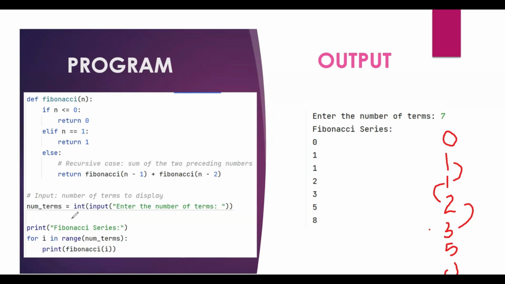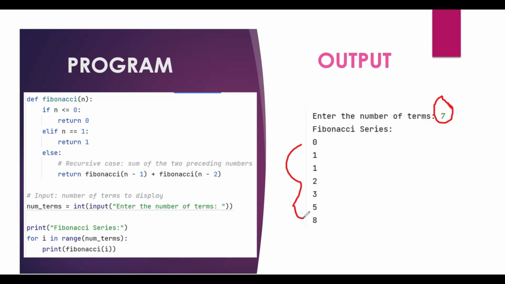Okay. So first you can see I'm asking the user to enter the num terms. Num terms means how many numbers we need. So here you can see the user has written 7, which means we need 7 numbers. Now I'm printing the Fibonacci series. After that, I'm adding a for loop, for i in range num terms, which means num terms is now 7, right? I'm printing Fibonacci of i. I, as you know, will always start from 0, the for loop variable i.